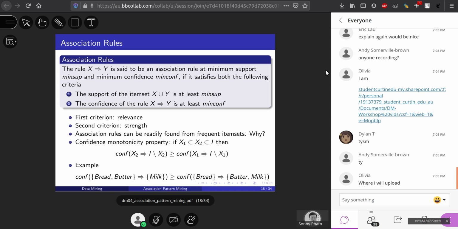This is what I call the confidence monotonicity property: if the left-hand side is larger, you have more items in that item set, then the confidence is better. Many things have already happened, so it will be more likely, as opposed to only a few things having happened and you require more things to happen, so it will be less likely.